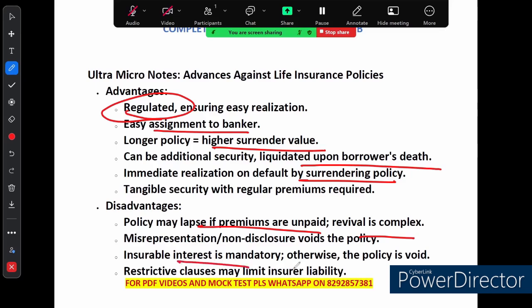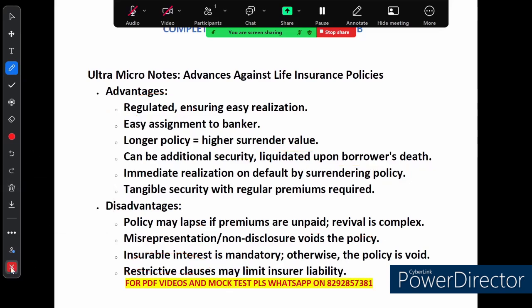The policyholder must have an insurable interest, meaning they have to benefit from the insured person's life. Otherwise, the policy won't be valid. Some policies have restrictive clauses, which means they can limit how much the insurer will pay. So that is what you have to see also.